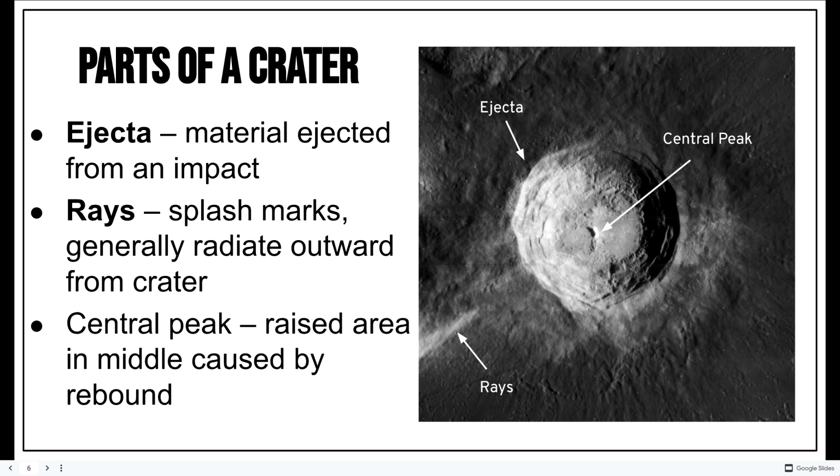So when you're looking at a crater, this is a depression on the moon. Something has come in and hit the moon and made this depression. You've got this central peak in the middle here. It's a little raised area that's caused basically by rebound. So when you push the surface in so much, it's a little cone area that comes back out.